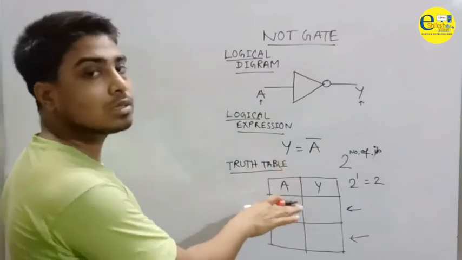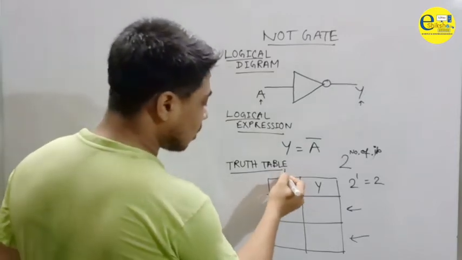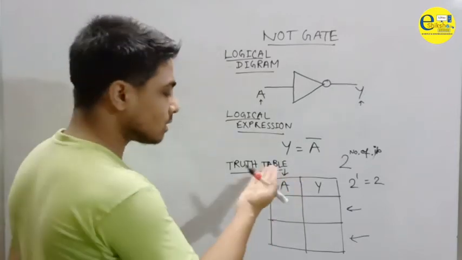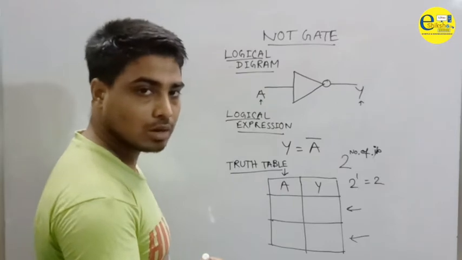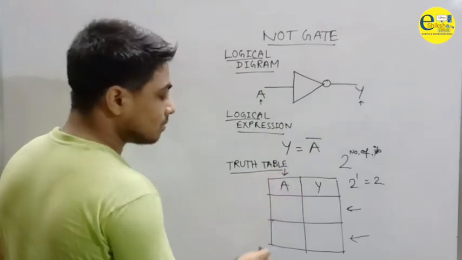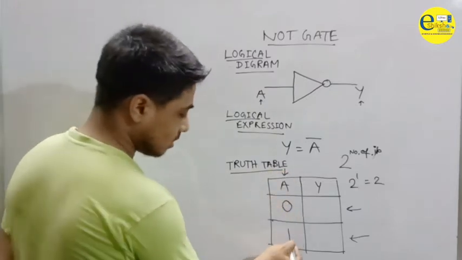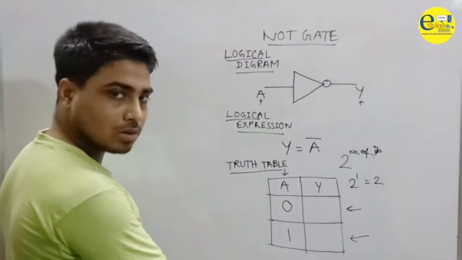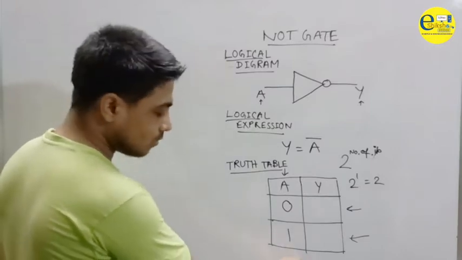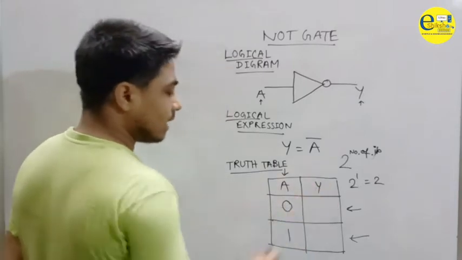Now, how to put the values inside the table. Start from the first column of input, because there is only one input column here. So this is the input column. Start from 0, then 1. If I had more than two rows, I would again fill 0 1 0 1 and so on.